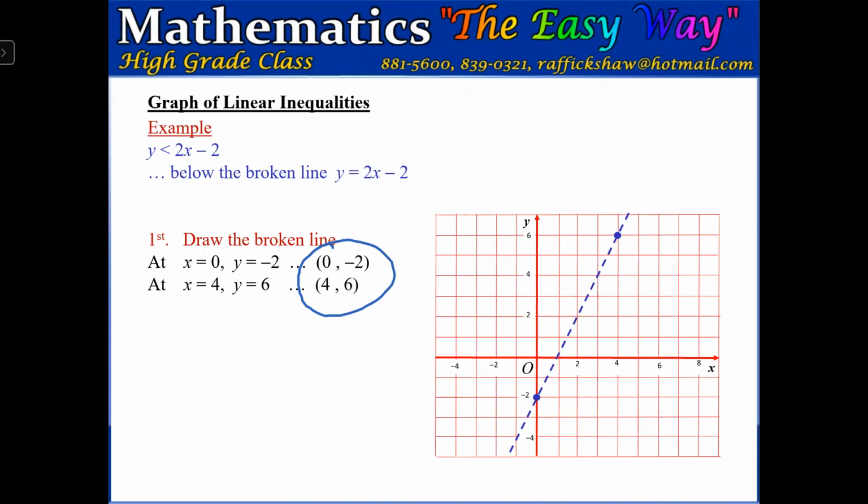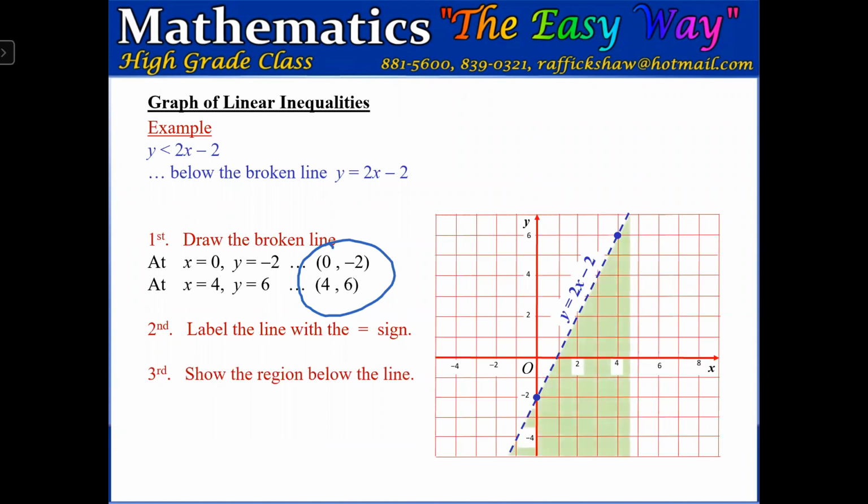Then after you draw the line and you draw it broken, you still have to label the line with the equal sign because the line is the equal mark. By drawing the line broken, you have indicated that you don't want the line. So then you label the line with the equal sign next. That's the line y equals 2x minus 2. So what do you do after that now? Shade the region below the line. You show it by shading.